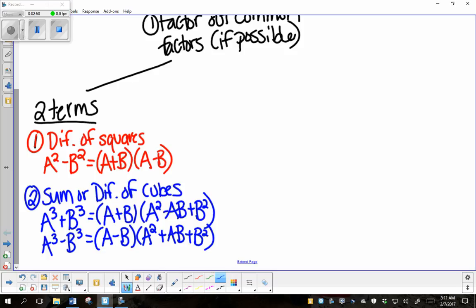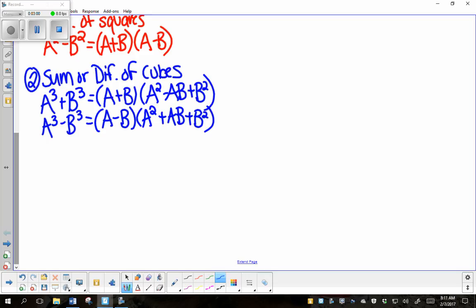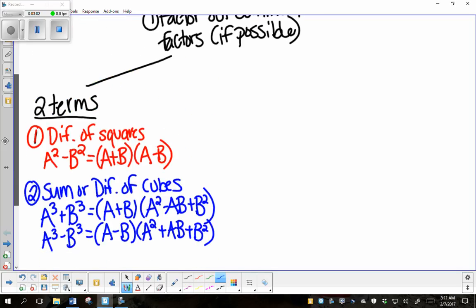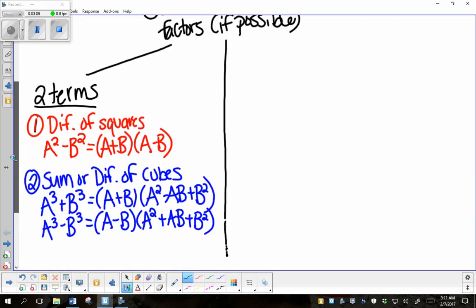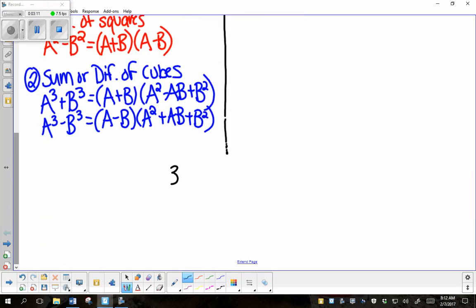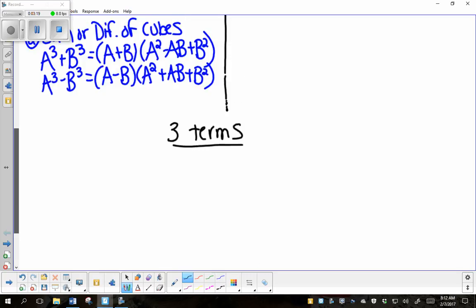Now I'm going to have to really stretch to make this fit. On my paper, I went way down below this whole section to give myself some room. We're going to do 3 terms right here, and then we'll leave that upper right corner for 4 terms. If you have something with 3 terms, you have 3 choices for what could happen. One thing that you want to look for first is a perfect square trinomial.